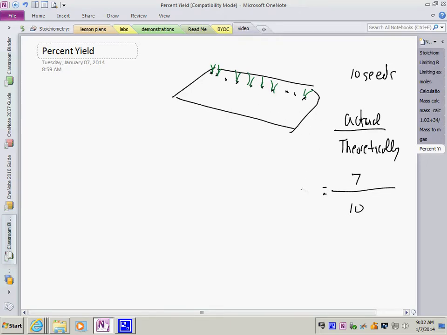If we were to make that out of 100, we would get 70%, which we call percent yield. If you had planted 100 seeds, using this relationship of 7 to 10, we would get 70 plants coming up as opposed to 100. Again, a percent is just a theoretical out of 100 type scenario.